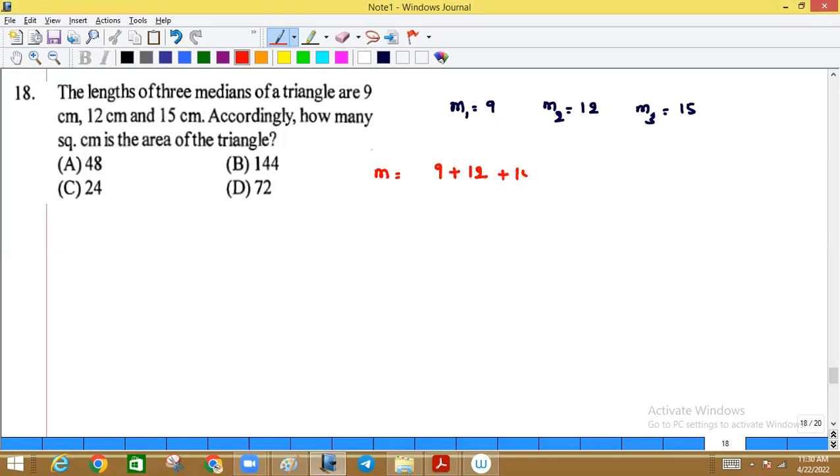Which is 80. Overall, you'll get 36. 36 by 2 is 18. Area is equals to 4/3 of under root of m minus m1.